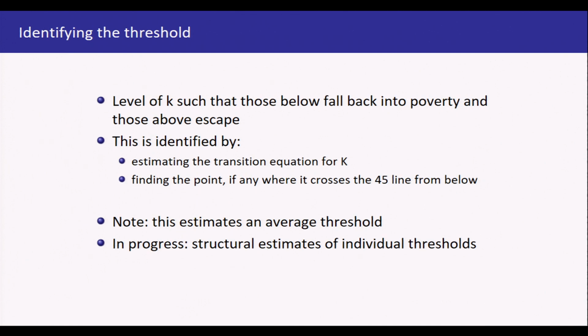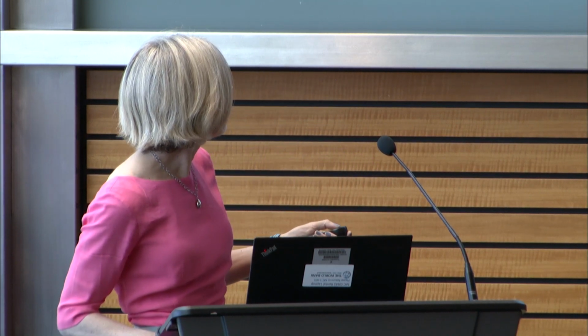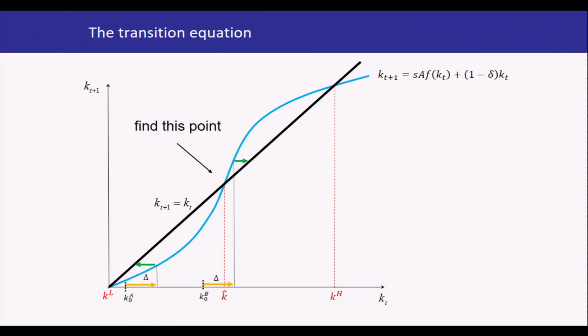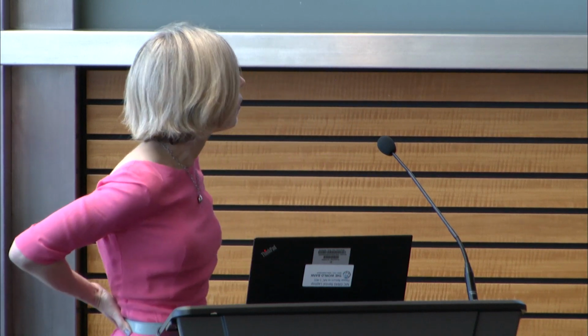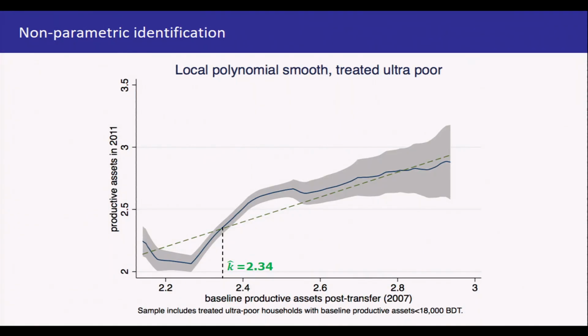Well, we do know capital at time t, and we know capital 2 years later. And that's exactly what's on the axis, right? We have capital at time t, capital at time t plus 1. So we can estimate that function, and we can see whether and when it crosses the 45-degree line. And here it is. This is in the data, the productive assets of the ultra-poor in 2011, estimated non-parametrically on baseline productive assets after the transfer.